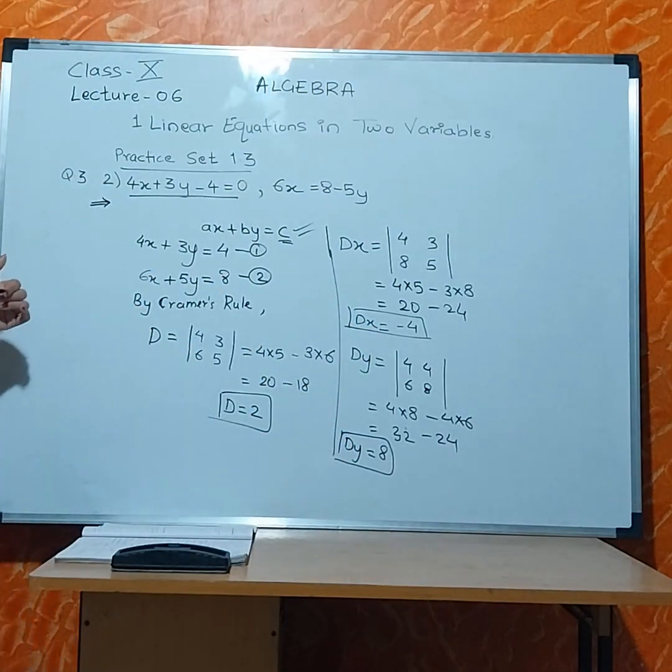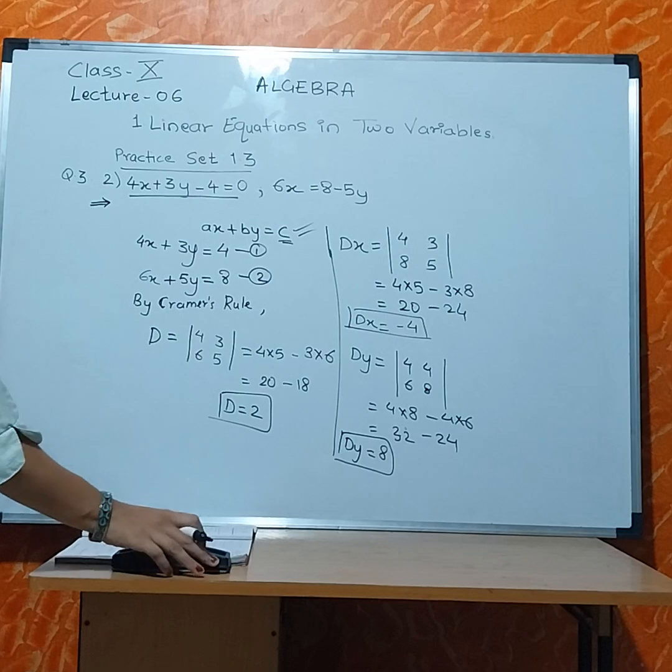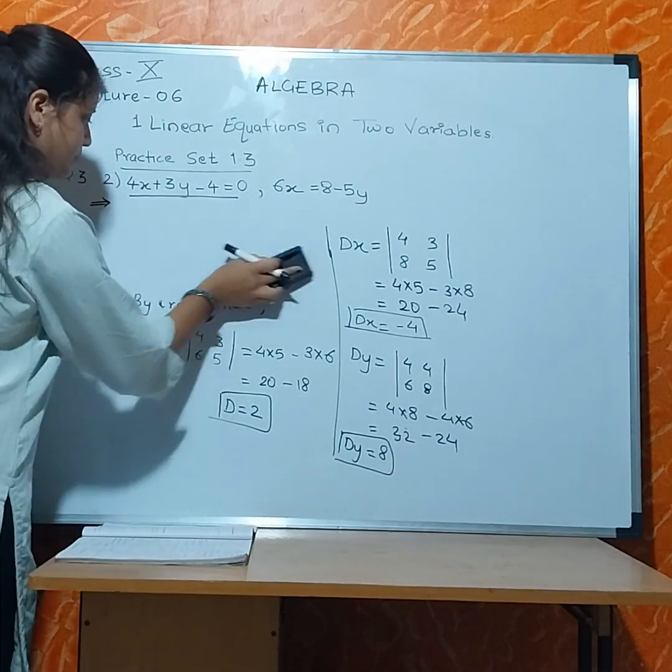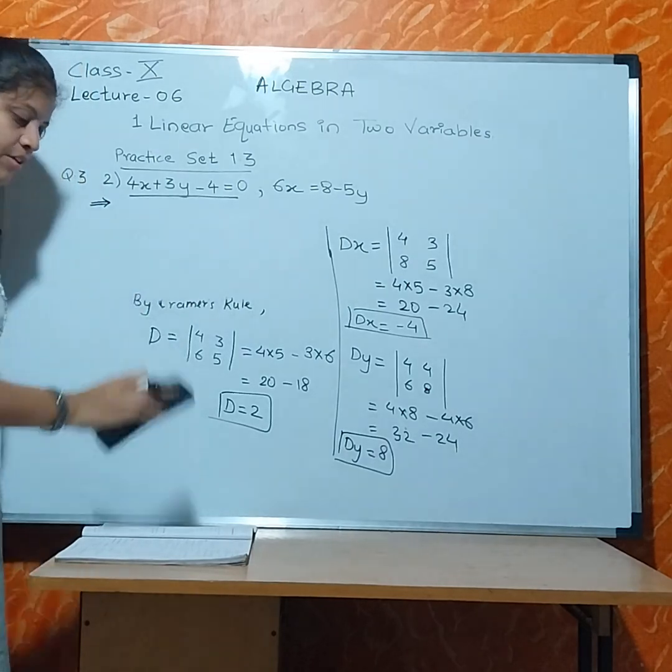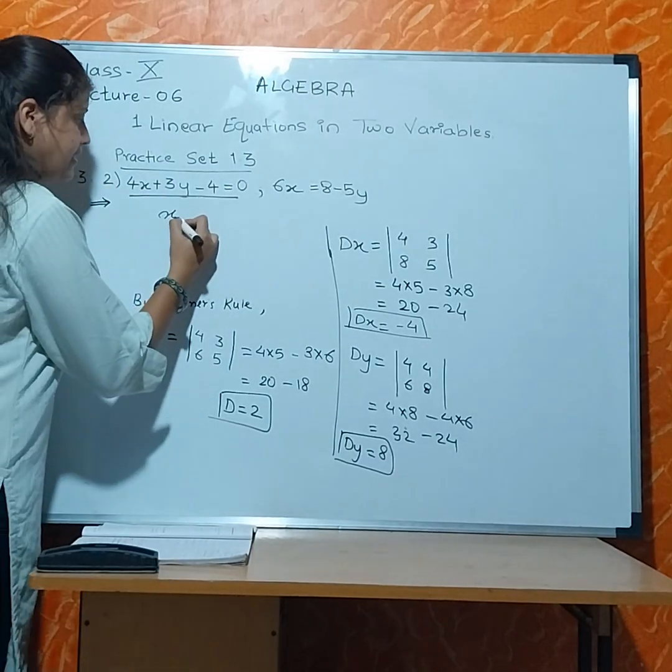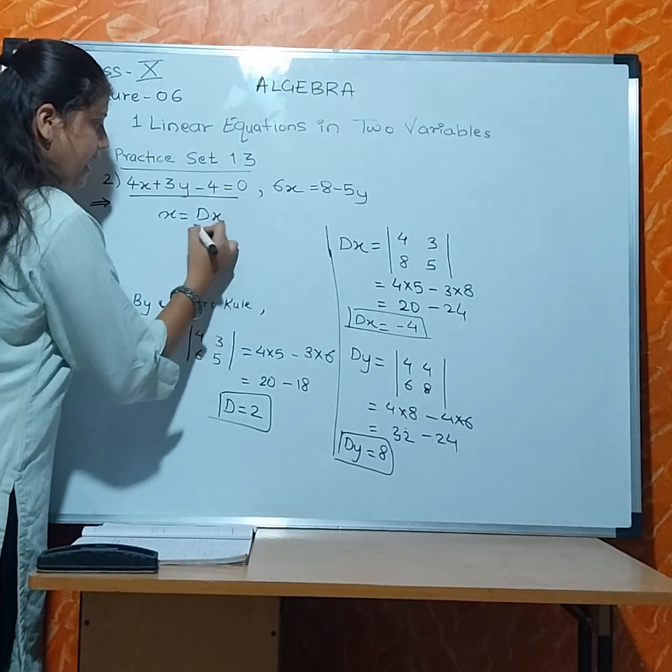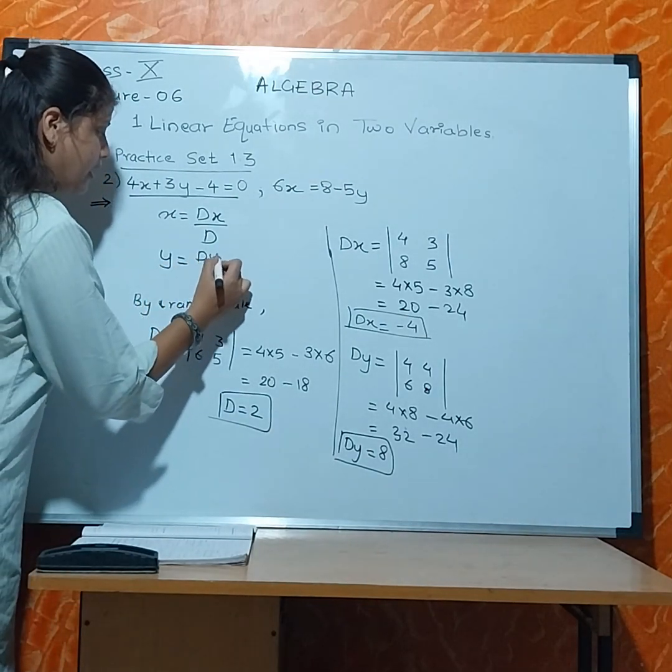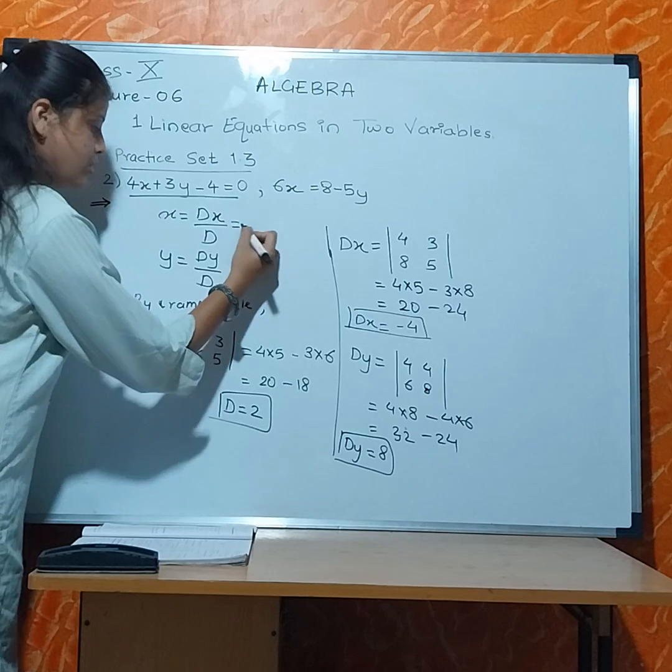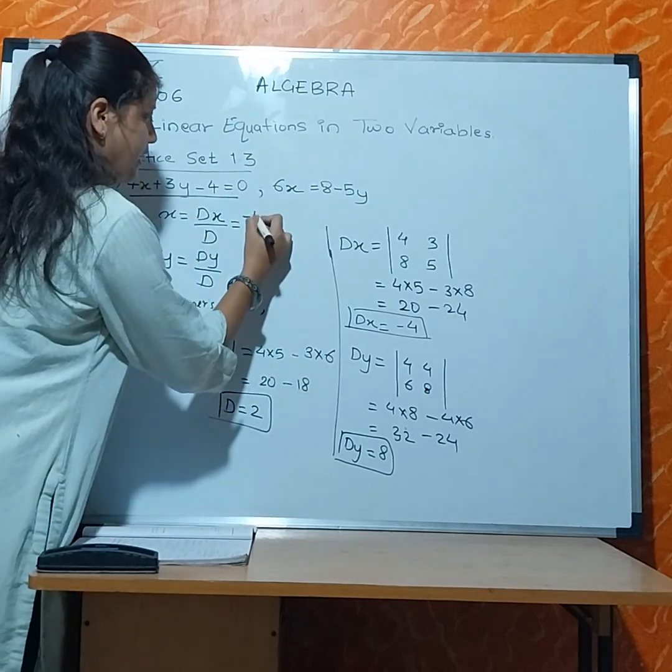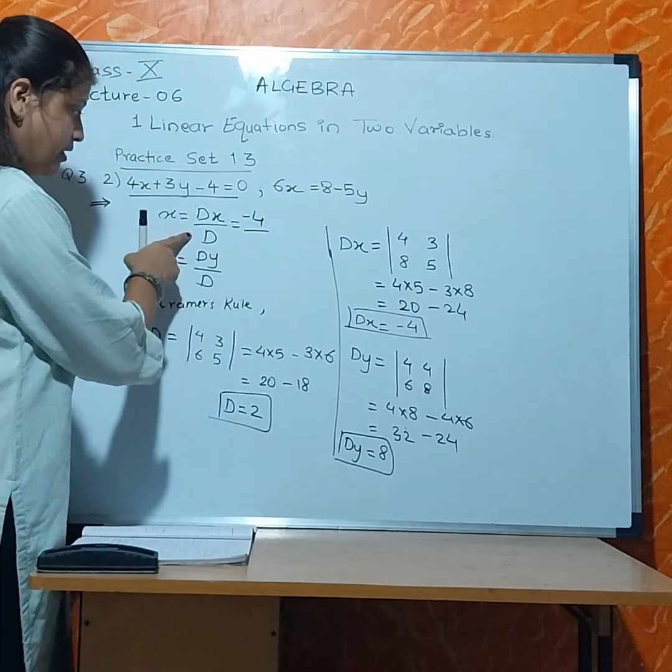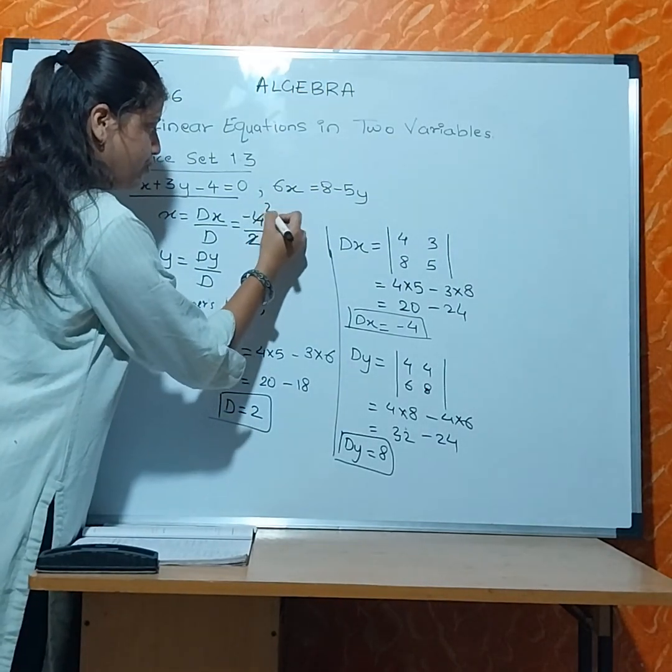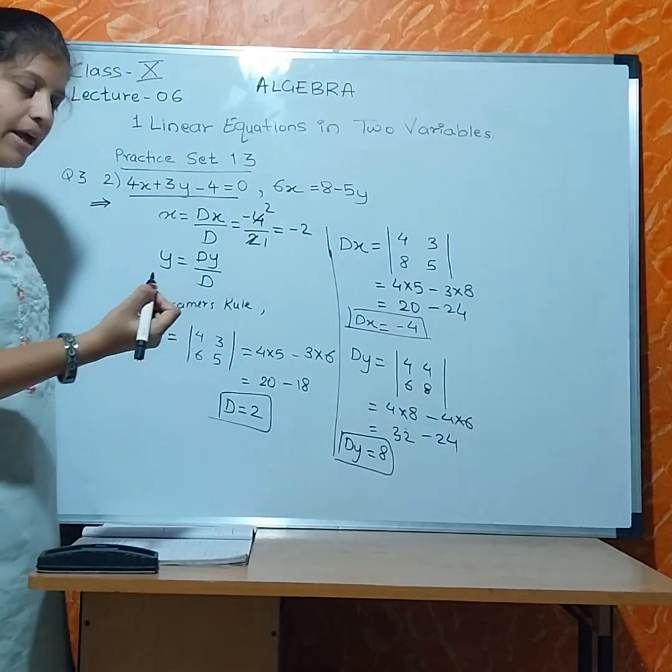Now at last we have to find the values of x and y. To find the values of x and y, we know the formula that x is equal to Dx upon D and y is equal to Dy upon D. So what is Dx? Minus 4. What is D? 2. So 2 ones and 2 twos are, that is, we got the answer minus 2.